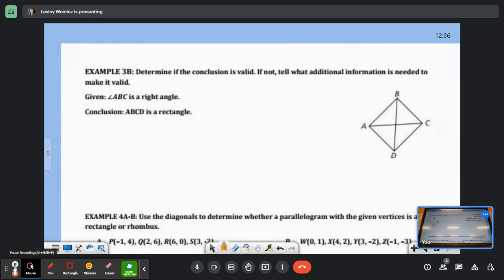We're gonna make it. Okay, so we have to determine if this conclusion is valid, and if not, we have to tell what additional information is needed to make it valid. So we know that ABC is a right angle. So is this a rectangle? Yes. No. I don't.